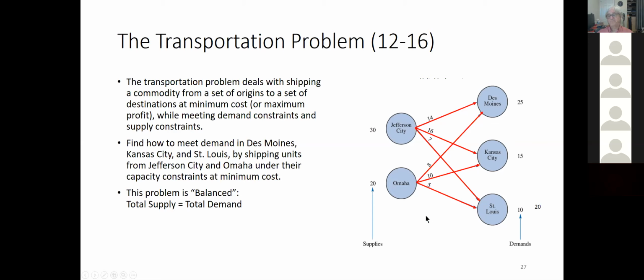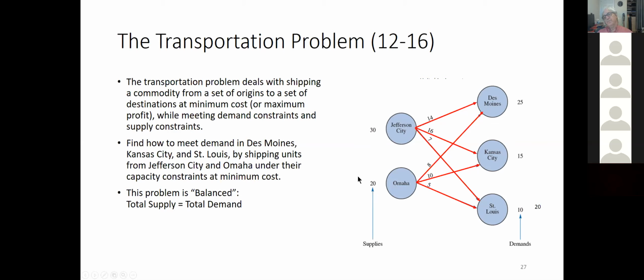What's the problem? You have to ship the items from Jefferson City and Omaha, such that you don't ship more than the capacity available in these two cities, to Des Moines, Kansas City, and St. Louis, such that the demand is satisfied at minimum total transportation cost. That's the problem.